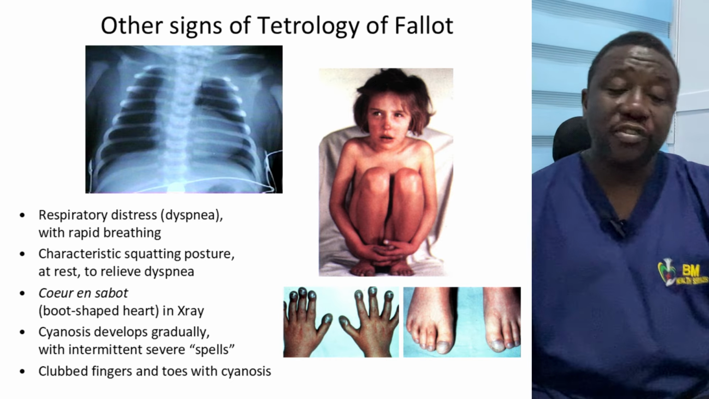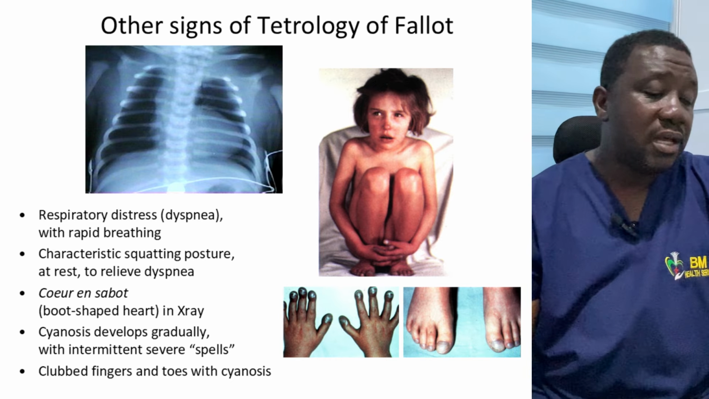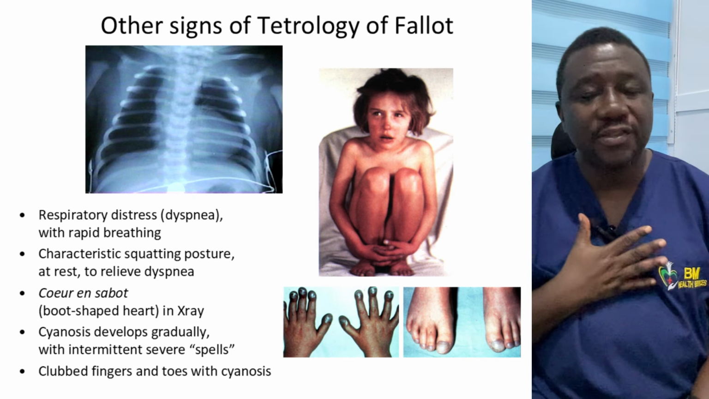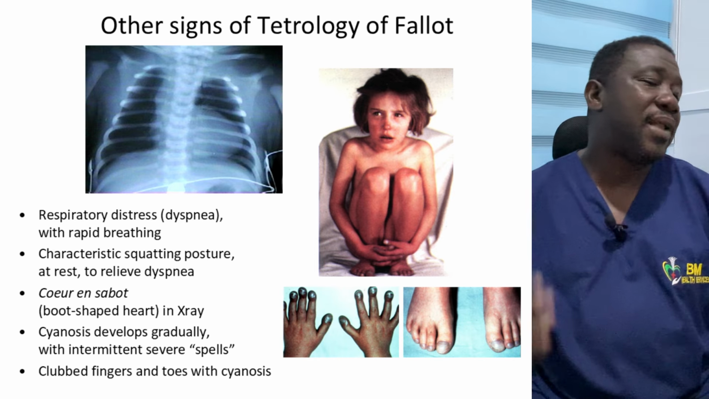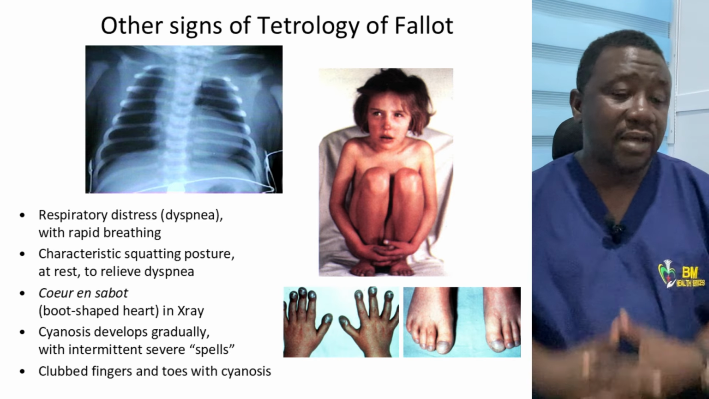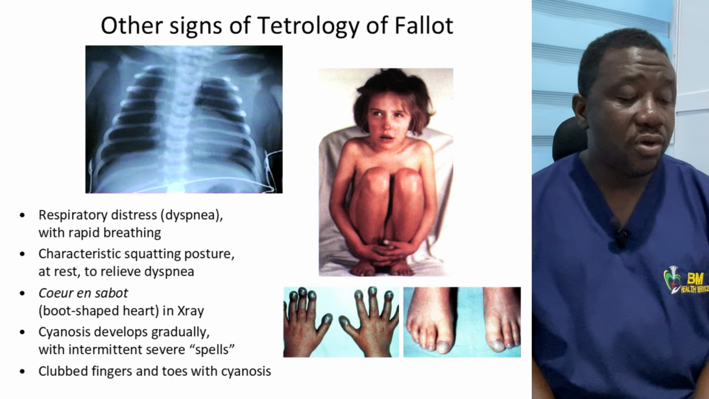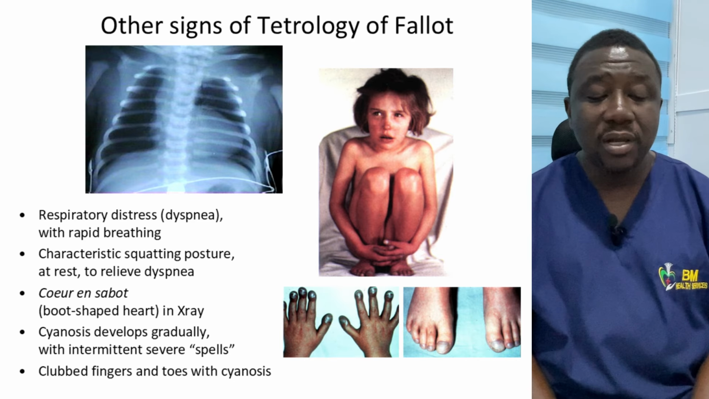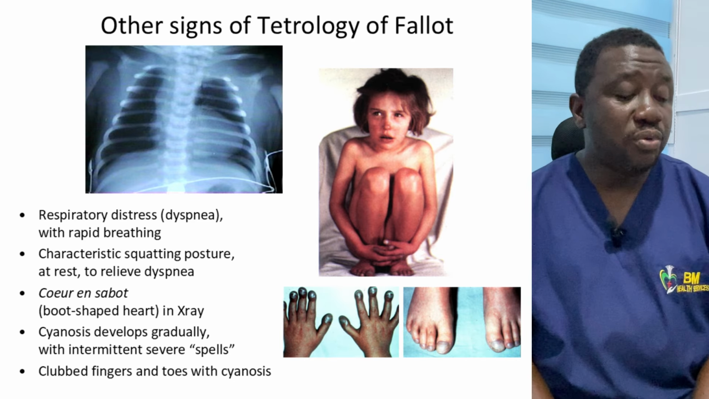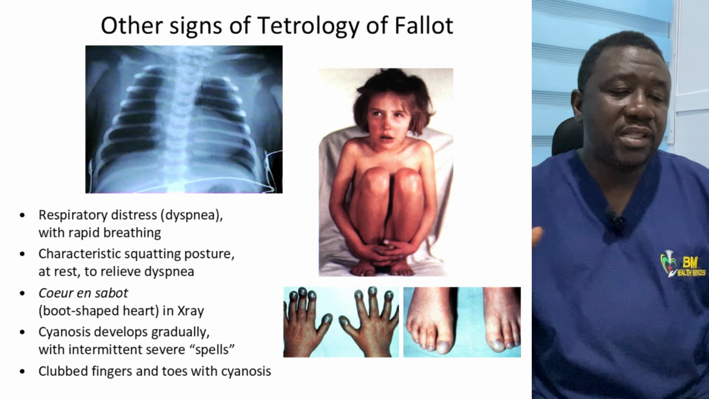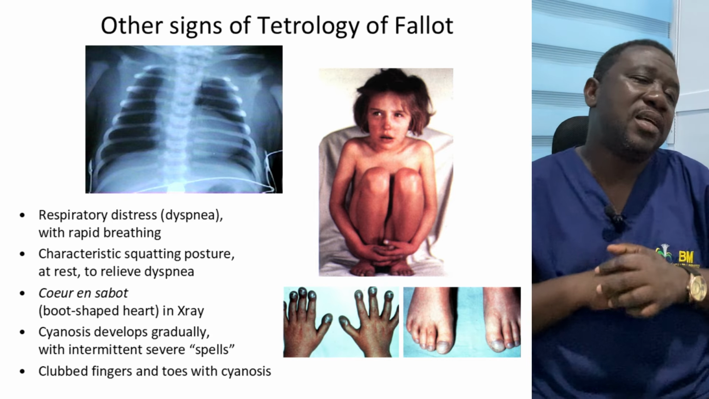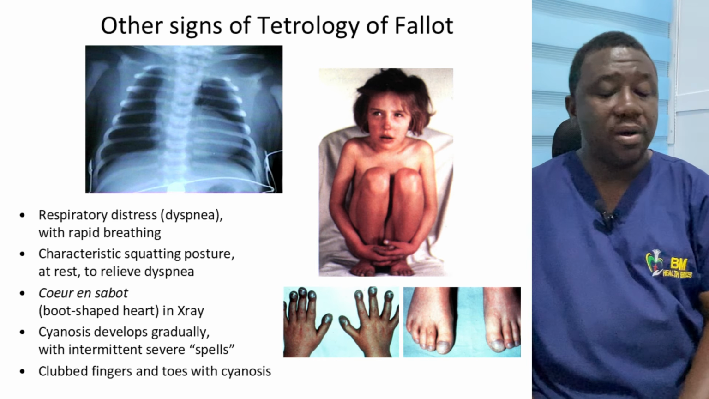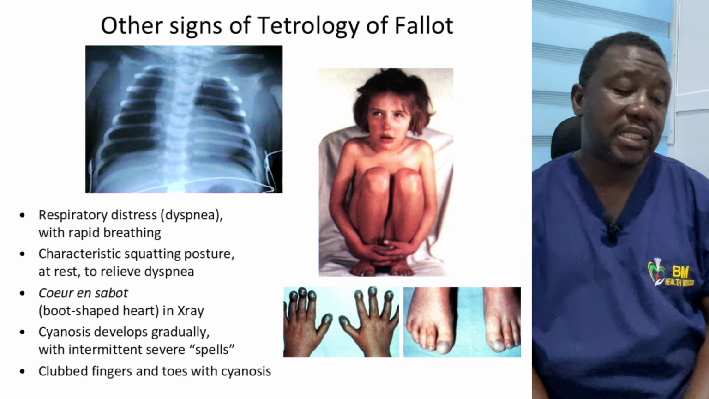Other signs of Fallot's tetralogy include respiratory distress and a characteristic squatting posture. When they squat, it's then that their chest is free, because the blood vessel that's supposed to send blood to the lungs is affected. Another characteristic is the cœur en sabot. That's a French phrase. It means heart in boot, so a boot-shaped heart. When you take an X-ray, you see the apex of the heart is like a boot, as shown in the picture here. So we call it cœur en sabot, in other words, a boot-shaped heart.